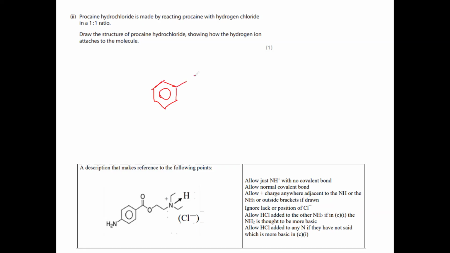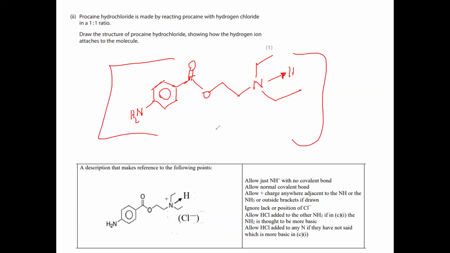So what we do is draw the benzene ring, then the double bond to oxygen, O, nitrogen, with the dative covalent bond to hydrogen, and here we have NH2, and we put a positive charge overall, or they have put the positive charge on top of the nitrogen, but we put an overall positive charge and Cl minus. So both are accepted. A description that makes reference to the following points. So we are representing the positive charge and everything, so we will get full marks for this question.